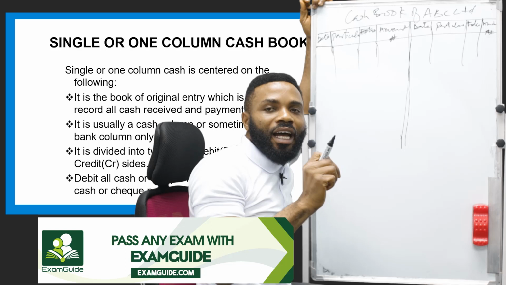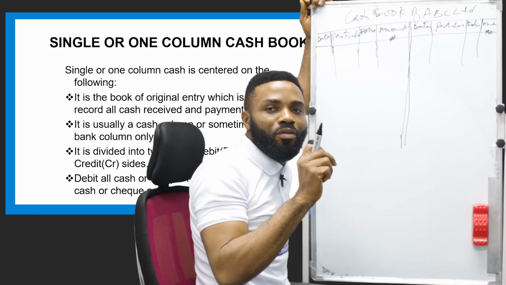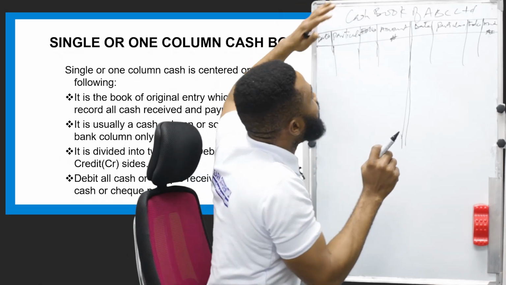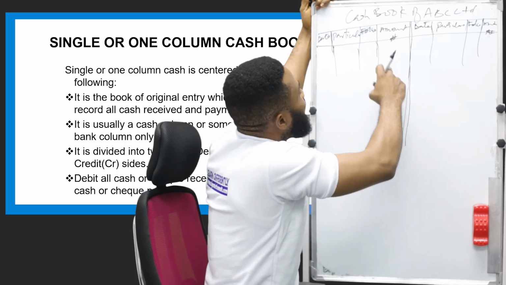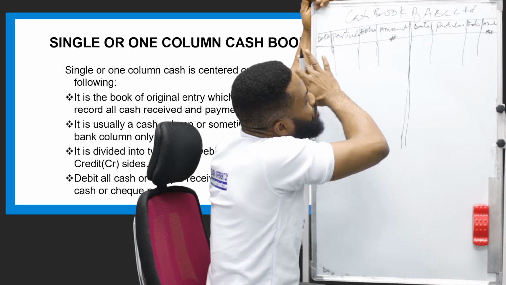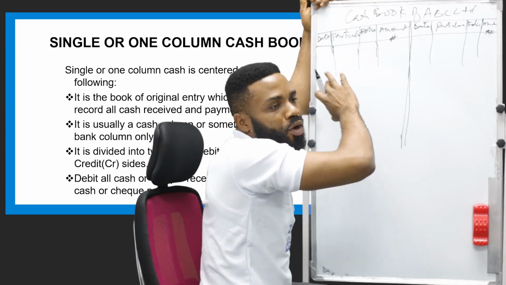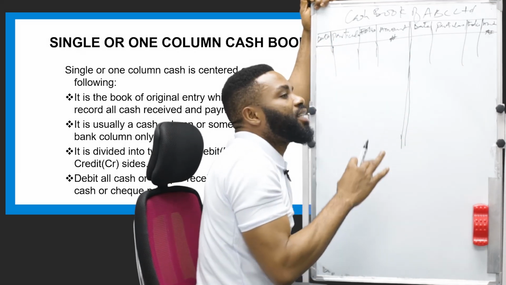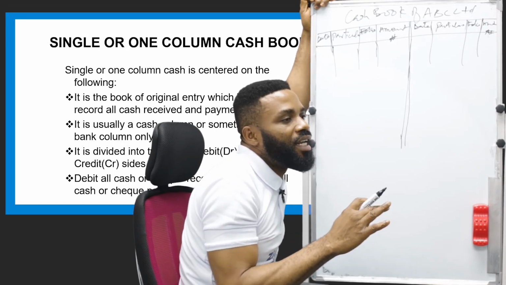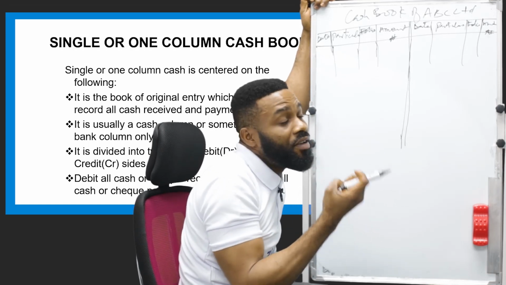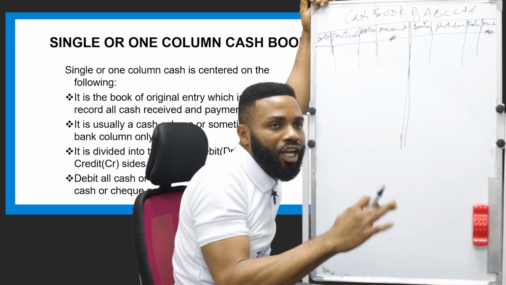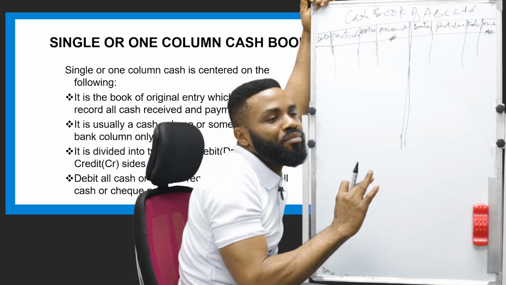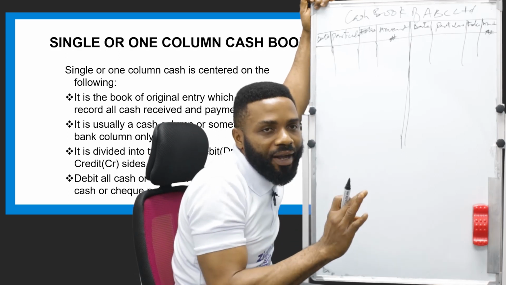That is why I said that it is usually a cash column or sometimes a bank column. Now, what I mean by usually a cash column or a bank column is that the transactions can be purely cash, or it can be purely what? Bank. If the transactions are purely cash, that means there will be no check transaction. If it is purely check, every transaction that transpired is on check. But if it is cash, that means there will be no transactions with the bank.